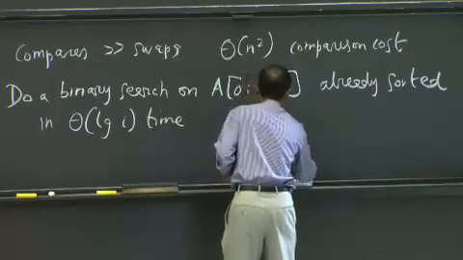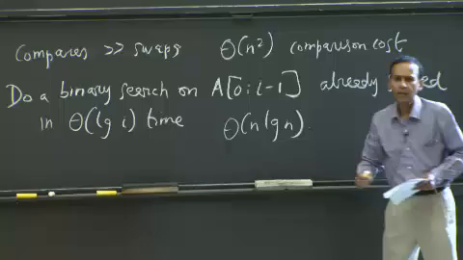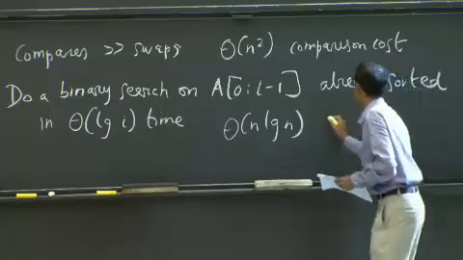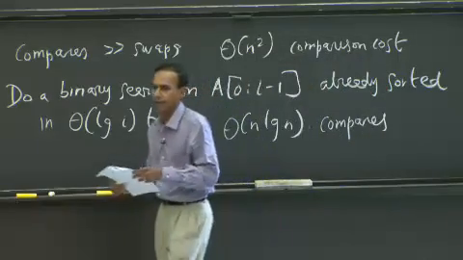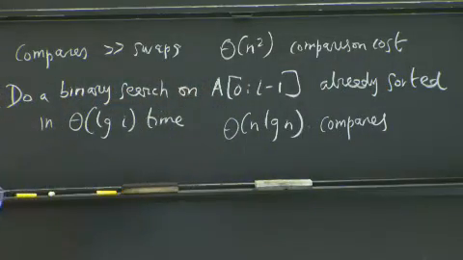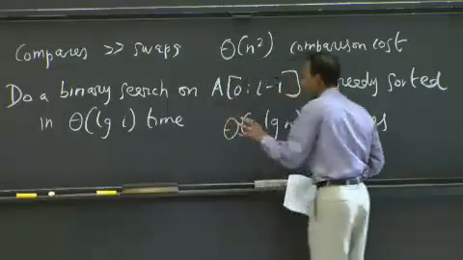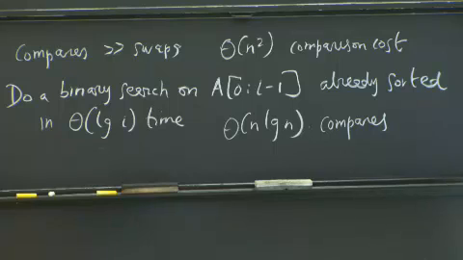But okay, now why can't I say theta n log n in terms of compares? Does this help the swaps for an array data structure? No, because binary search will require insertion into a of 0 through i minus 1, right? So here's the problem. Why don't we have a full-fledged theta n log n algorithm regardless of the cost of compares or swaps? We don't quite have that, right?